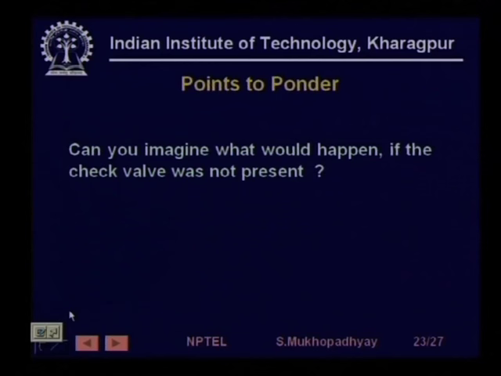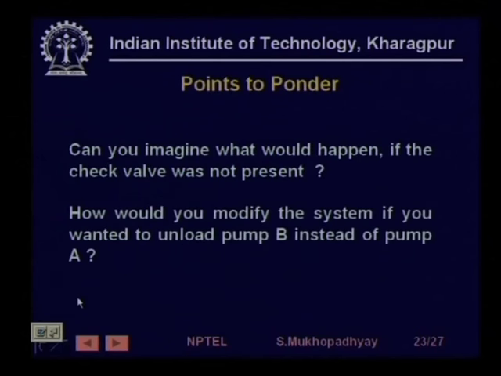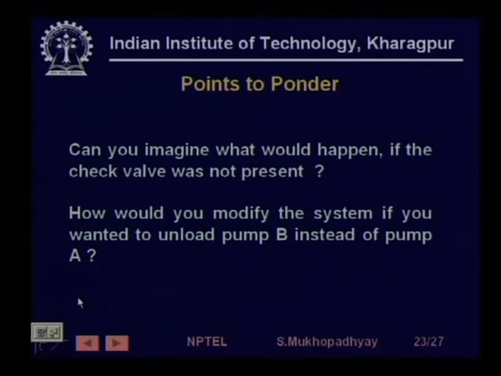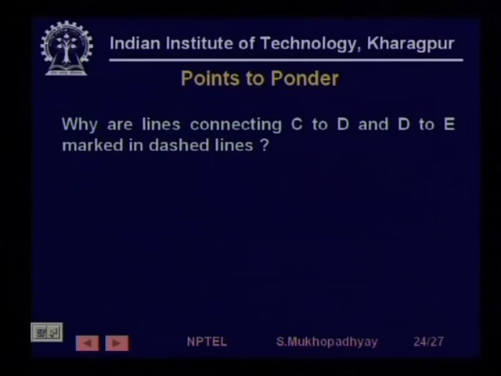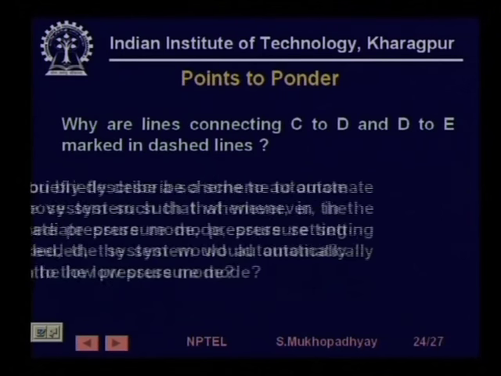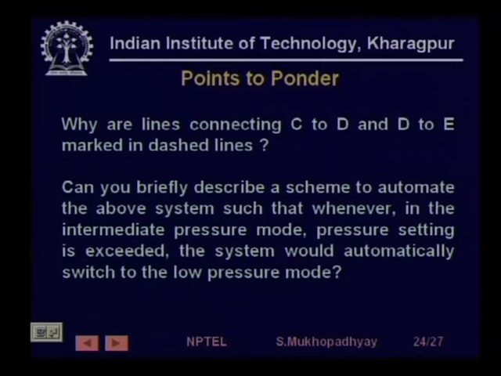Points to ponder, many questions you can think of. For example, can you imagine what would happen if the check valve was not present in the first unloading circuit? There will be a problem. How would you modify the system if you wanted to unload pump B instead of pump A in that first system? That's very simple. The circuit is very symmetric, so whatever you did for pump A, you have to do for pump B. Why are lines connecting C to D and D to E marked in dashed line? This is the second one, system pressure selection, because they are pilot lines. Sorry, I have already given an answer. You are supposed to think about it.